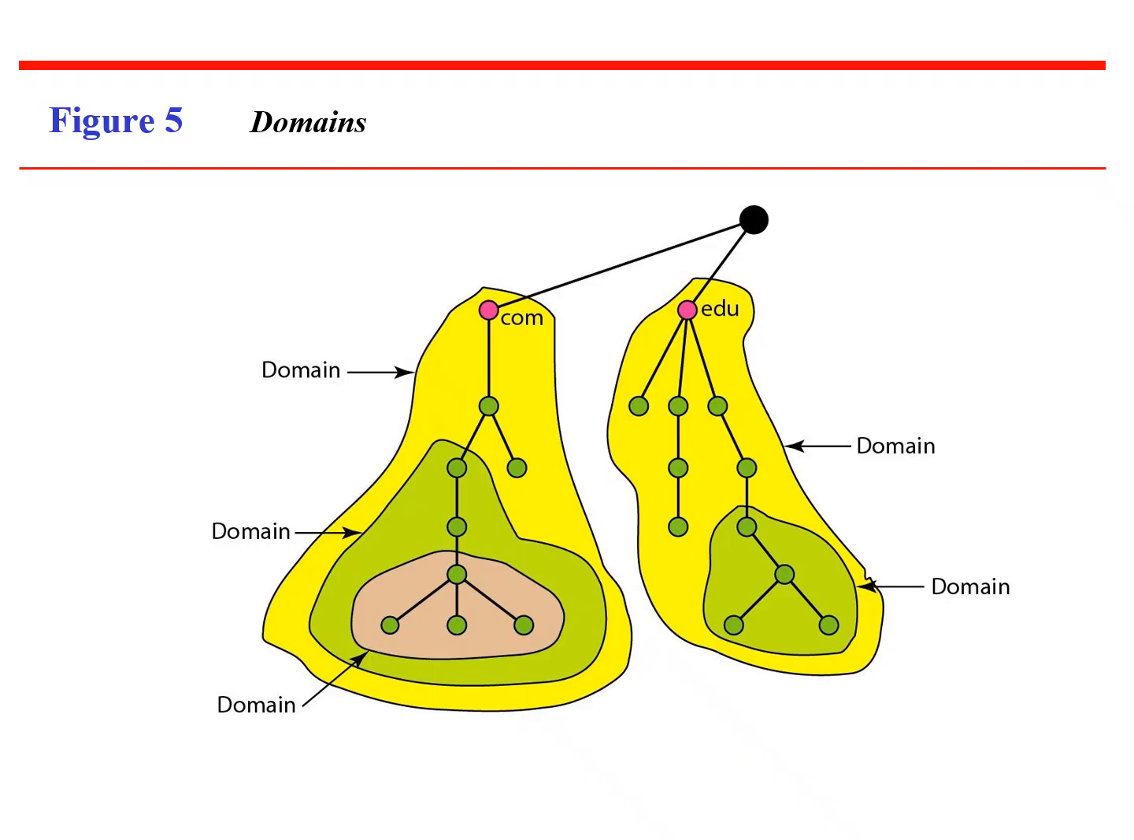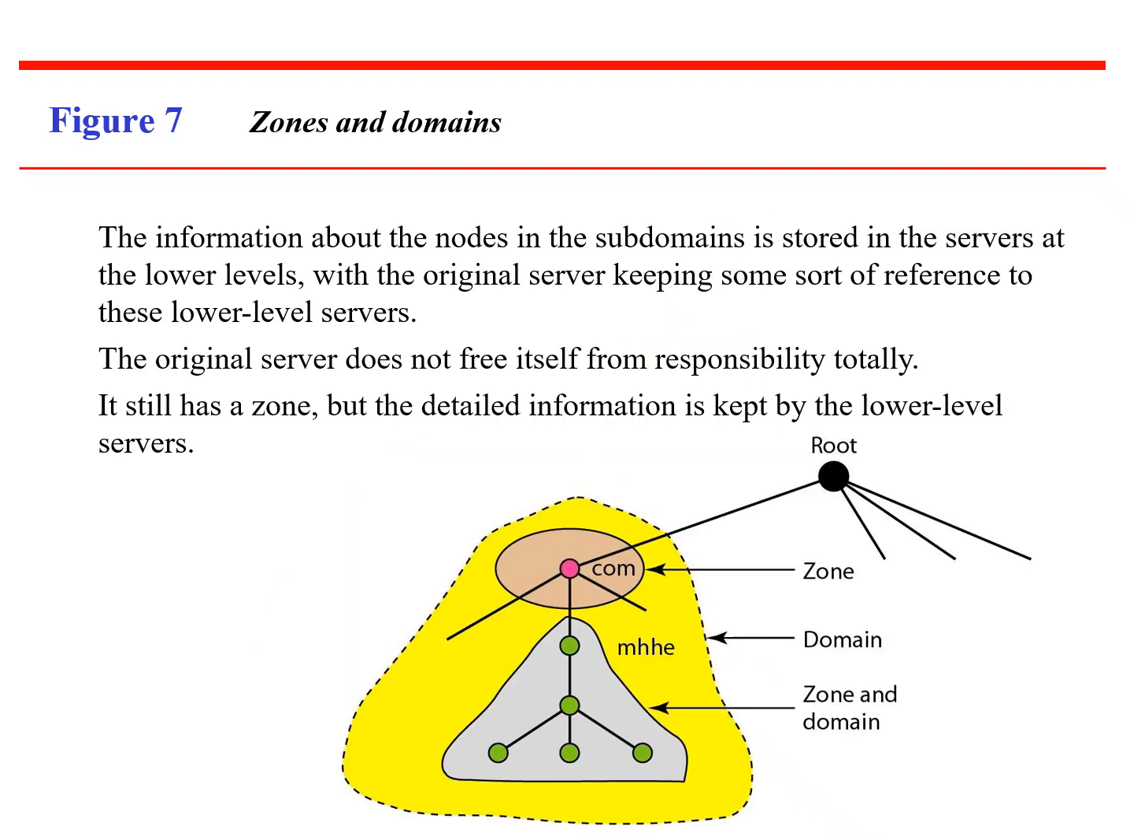So here you can see this is one domain. This green color is one domain. This yellow region is again called one domain. Likewise, under edu also you can classify it into various domains. Zone and domains.